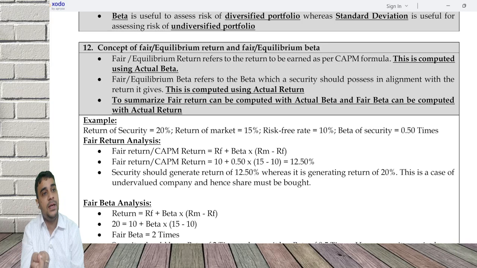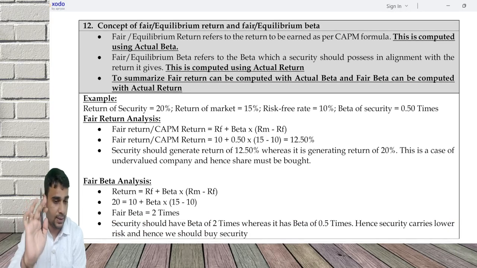Then I have fair beta and actual beta. Actual beta is what is there in the market. Fair beta is what should be the beta. Now, those terms you may not understand. Let's see this example. This will be very clear.